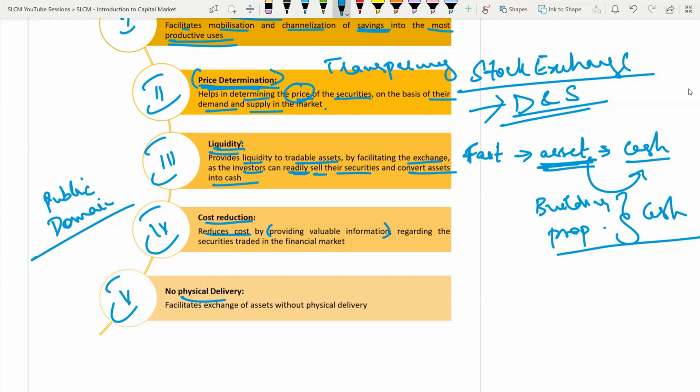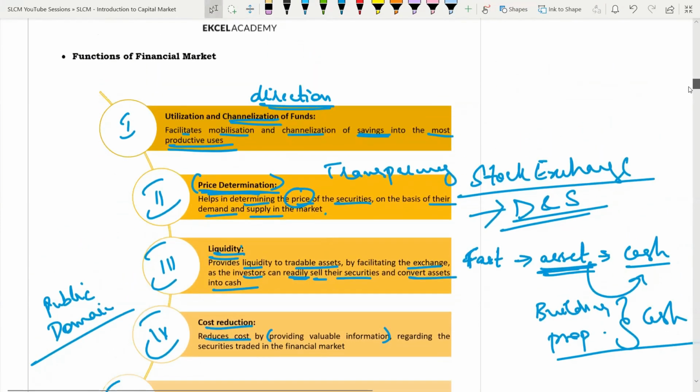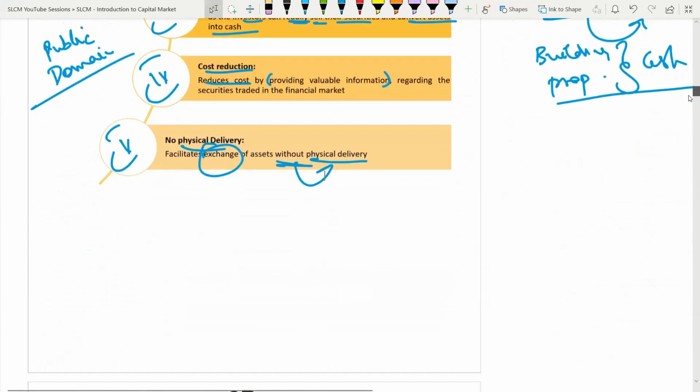You have demat accounts. When you buy or sell, automatically the transactions take place in your demat account, whereby you do not have the necessity of having actual physical delivery of those securities. So exchange is possible even without physically delivering the assets, that is, these securities. These are the main functions of the financial market.